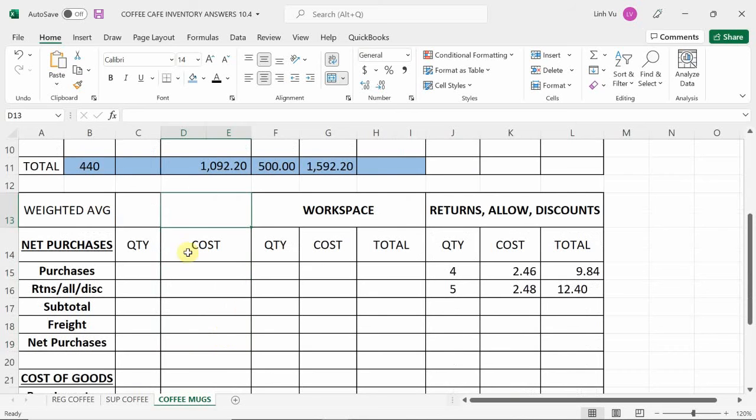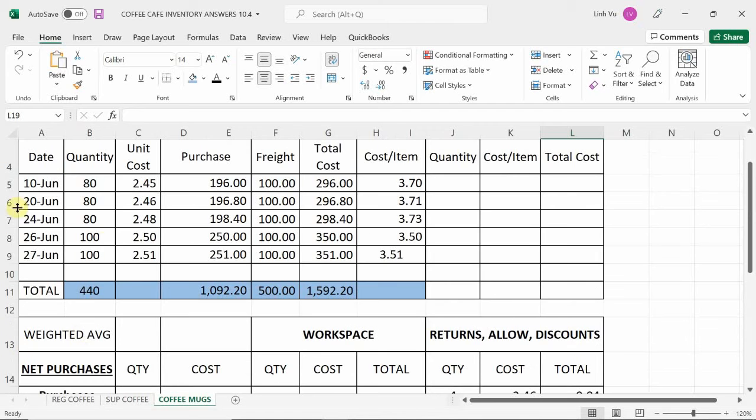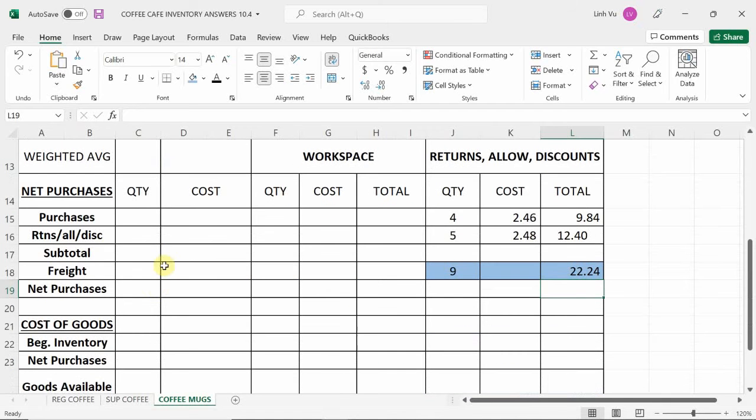All right, so those are the totals there. We need to also do our totals for our returns and allowances. So in this case, I have a total of 9 items returned at a grand total of $22.24. So let's go ahead and plug our numbers into our inventory worksheet and solve.